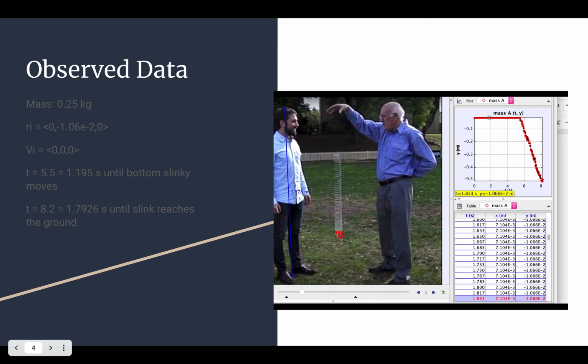I divided the motion of the slinky up into two times, the first one representing the top of the slinky falling while the bottom of the slinky remains at rest, which you can see in Tracker was the first 5.5 seconds. Then, from 5.5 seconds to 8.2 seconds, this represents the motion of the bottom of the slinky as it falls with the top. I used factors of these times to replicate the actual motion of the falling slinky, not the slow motion video, so the actual times are 1.2 seconds and 1.8 seconds respectively.